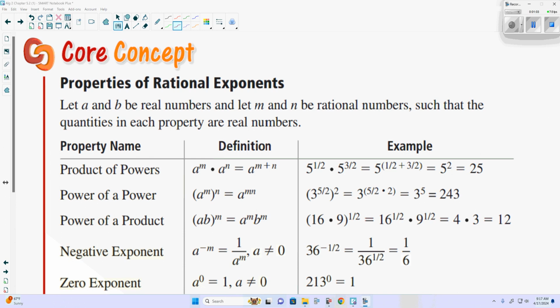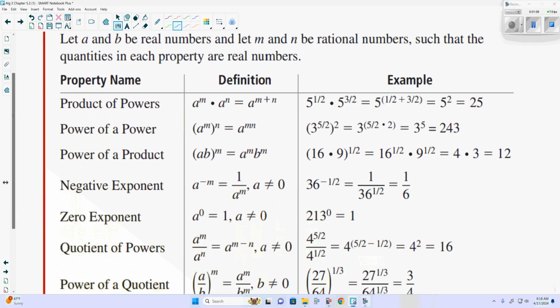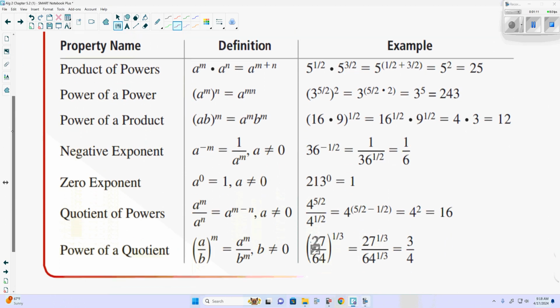Now, what we're looking at today, 5.21, is properties of rational exponents. We have this entire list here. Really, properties of the exponents. This is stuff we've been doing and you've done before. Our product of powers: if we multiply like bases, we add the exponents.